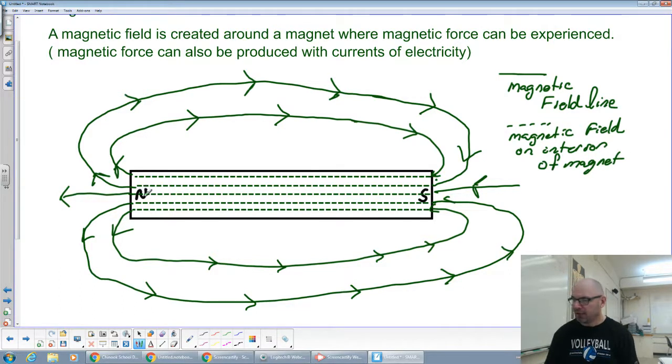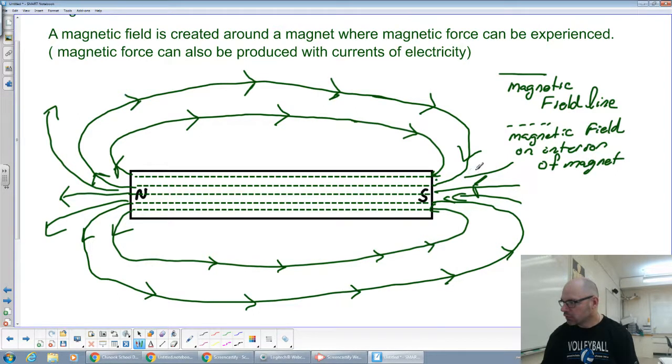Okay, and you can also, if you wanted, throw some more out here like this. If you wanted to throw a few more in there, make a great big magnetic field. So anyways, you can see that the magnetic field lines are closer together here than they are at the edges of the magnet, so that you'll have a stronger one.